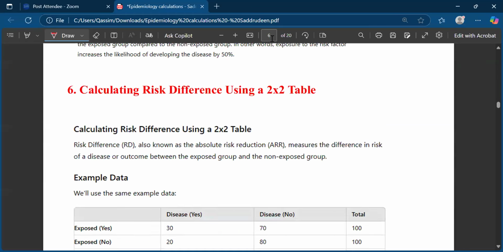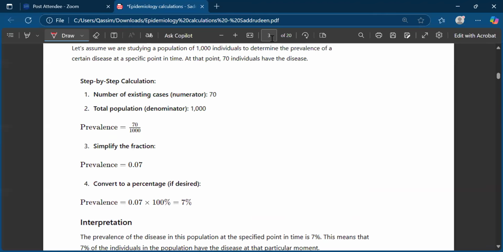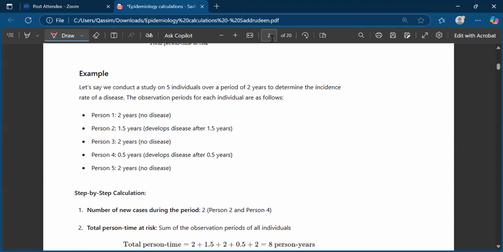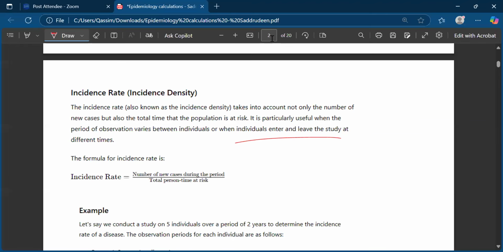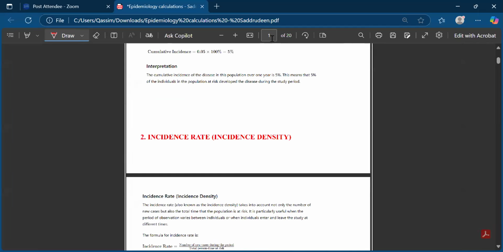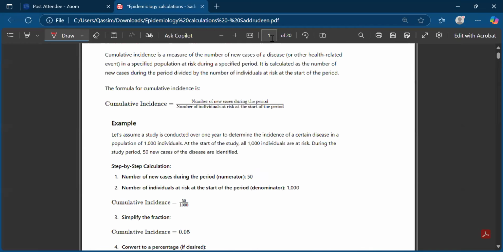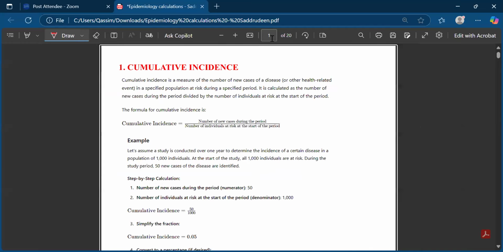Incidence rate is also known as the incidence density, and it's good for populations you can't study at a go. For example, if I take people in your class and ask how many people are going to get a cold or the flu one year from now.